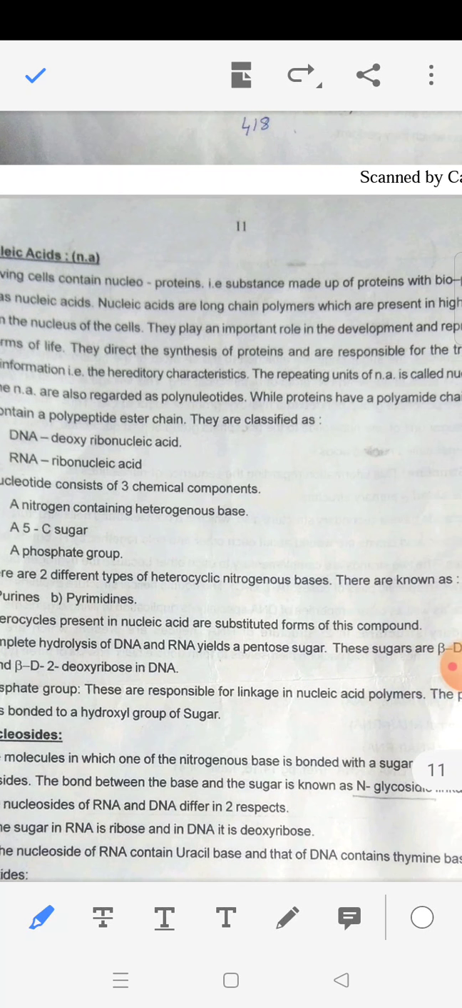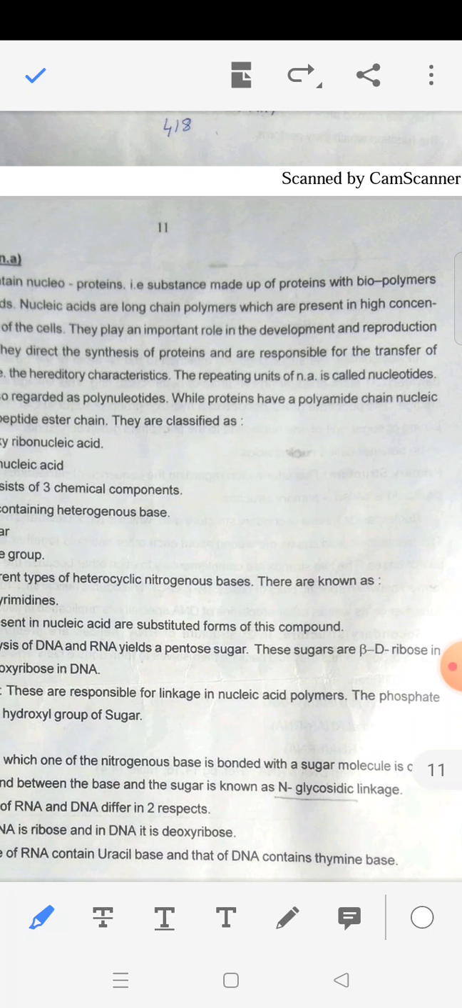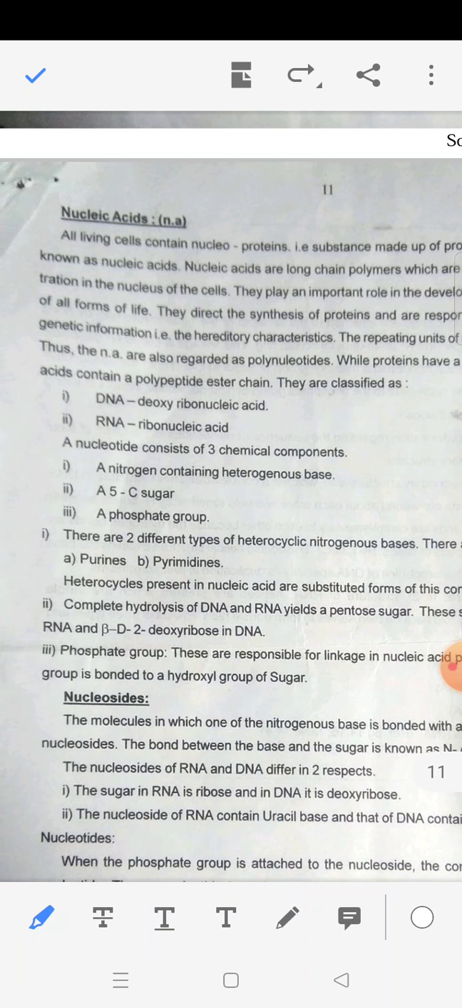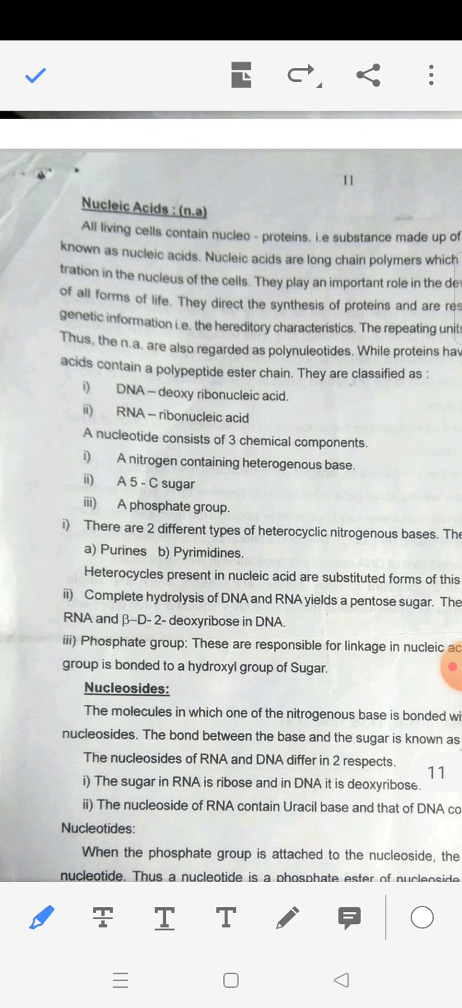The repeating units of nucleic acid, NA stands for nucleic acid here, are called nucleotides. Okay, so nucleotides, when they undergo polymerization, give rise to nucleic acids. Thus, the nucleic acids are also regarded as polynucleotides. While proteins have a polyamide chain, nucleic acids have a polypeptide ester chain. So please try to remember the names of these linkages. In carbohydrates we have a glycosidic linkage, in proteins we have peptide linkage, and in nucleic acids we have polypeptide ester linkage.